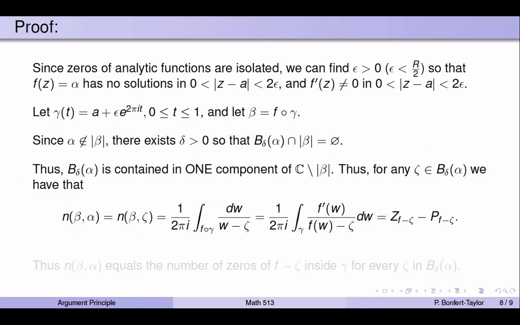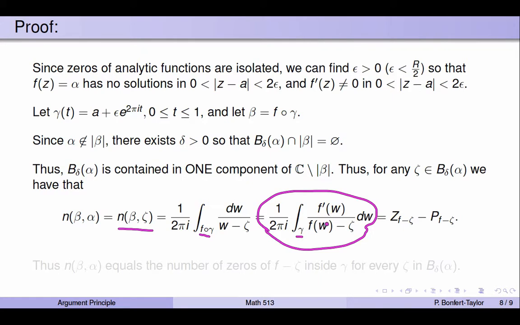So we have n of beta around alpha is the same as n of beta around zeta for any zeta in B delta of alpha. But the definition of this winding number is 1 over 2 pi i, the integral of dw over w minus zeta, and beta is the curve f composed with gamma. Now we can do a substitution here. Instead of integrating over f composed with gamma, we'll simply integrate over gamma, and we get 1 over 2 pi i, the integral of f prime of w over f of w minus zeta. But we know what that is by the argument principle.